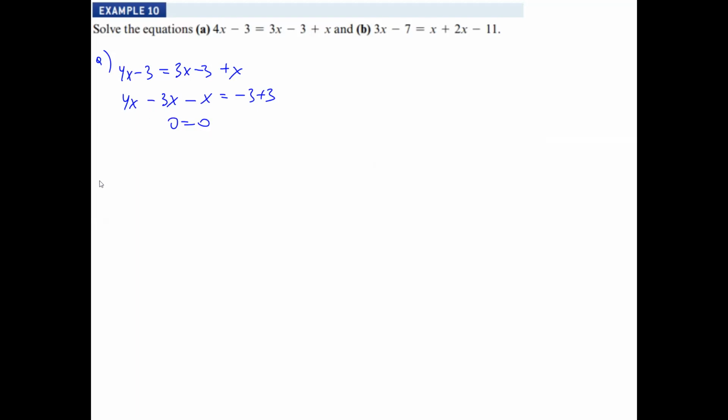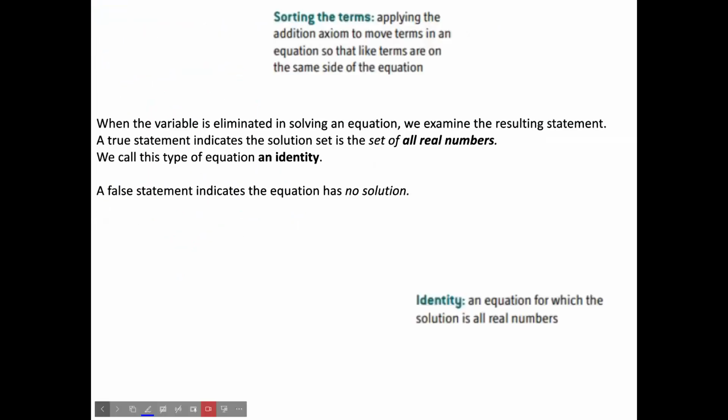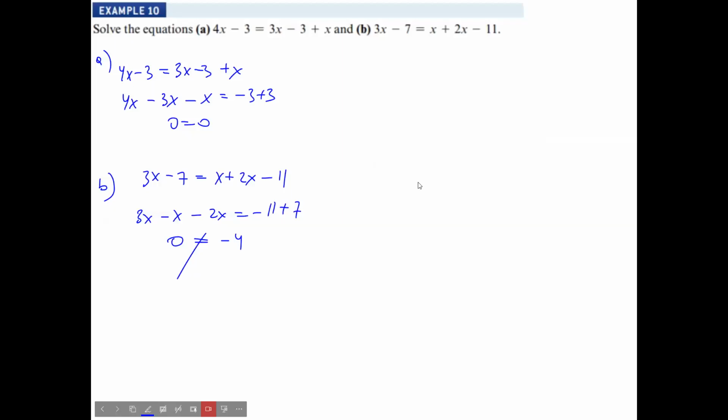Okay, let's have a look. What is B? 3x minus 7 equals x plus 2x minus 11. So 3x minus x minus 2x equals minus 11 plus 7. So 0 equals what? Minus 4? It's not. So how do we call that? No solution. So no solution.